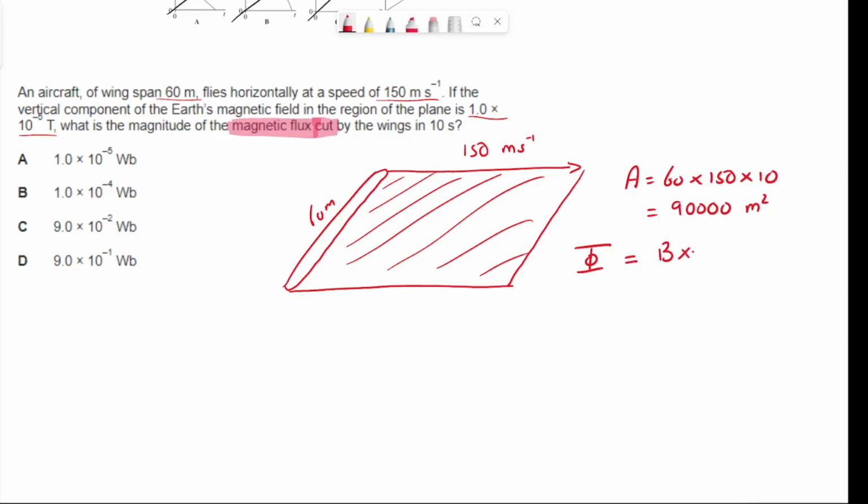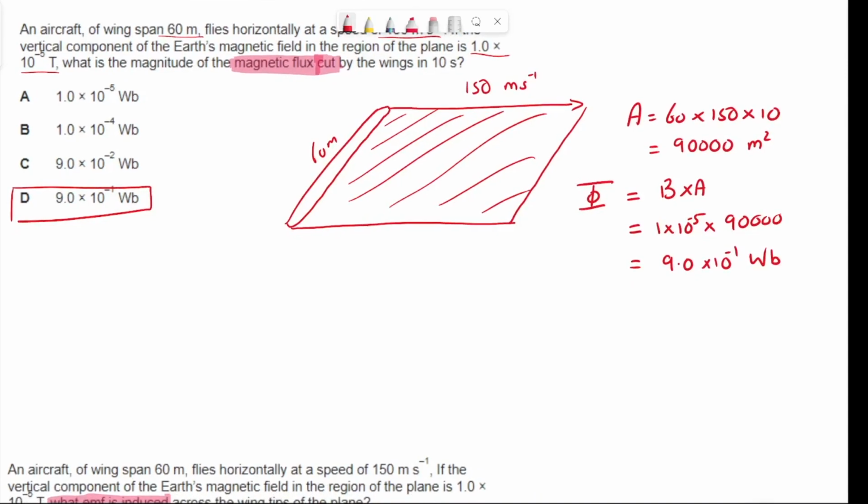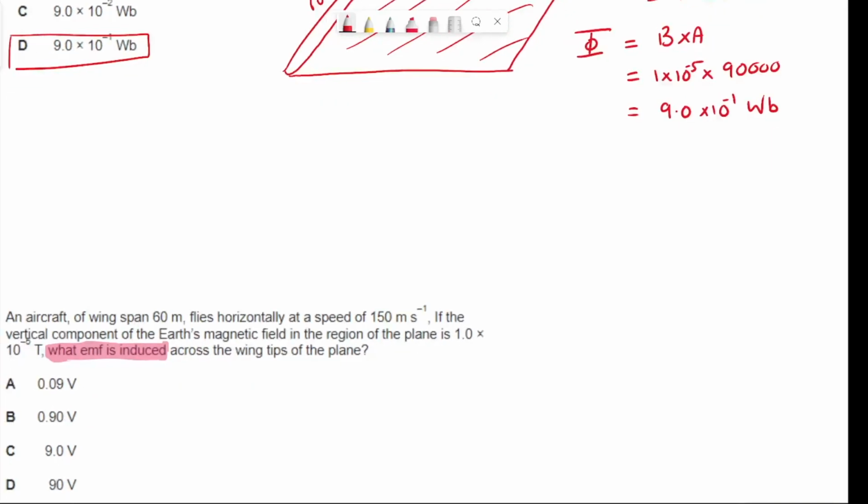And in order to find the flux cut by the aircraft wing, it is simply going to be B times A. Our magnetic flux density is 1 times 10 to the minus 5, times the area of 90,000. That gives us a flux of 9.0 times 10 to the minus 1 Webers, which is D in our question.